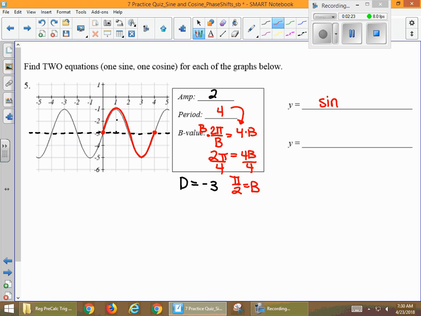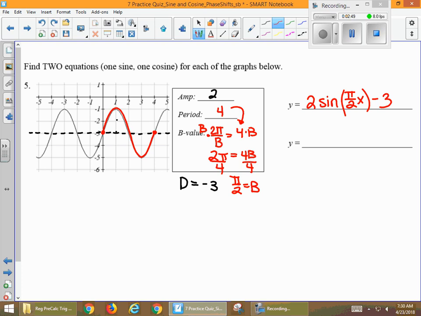And we don't need anything else for the function that is convenient. You don't need a phase shift here, since we start right on the midline, right at the x. So our amplitude is 2. That's our A. Our B is pi over 2. Don't forget your x. No C. Our D is -3.